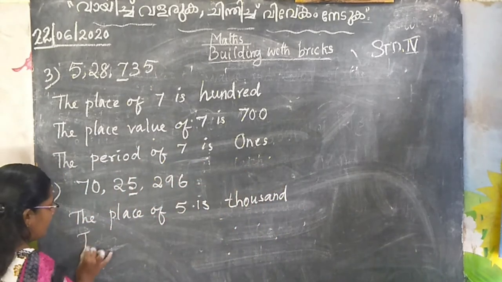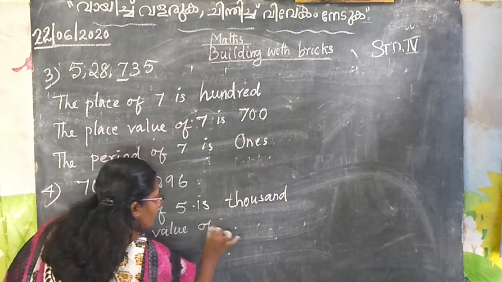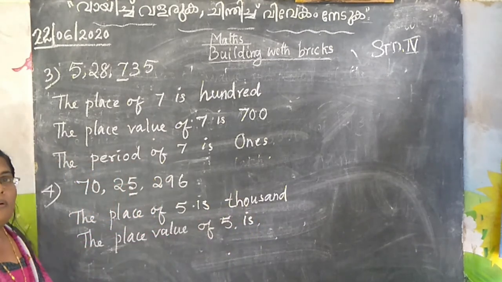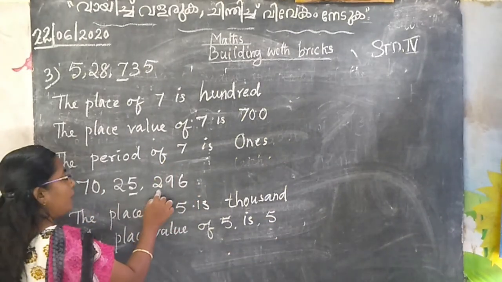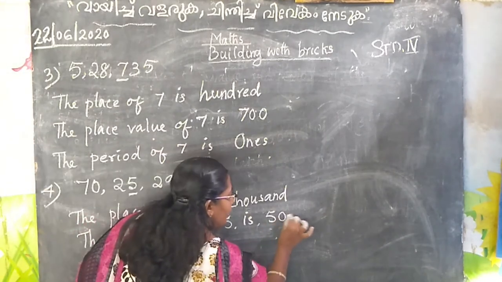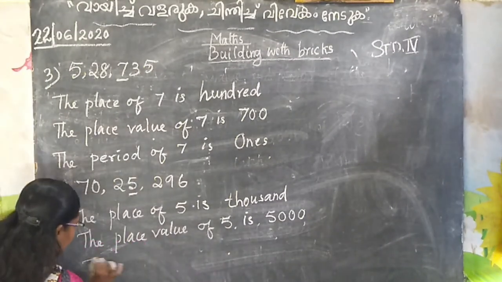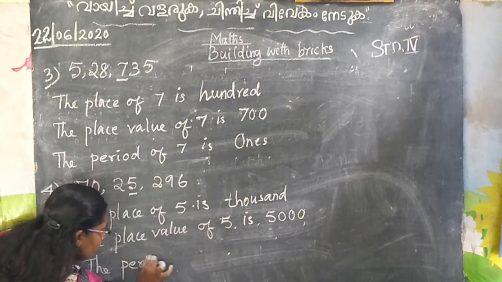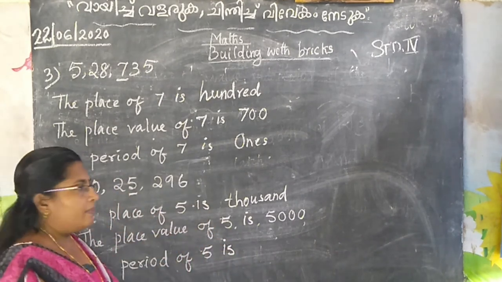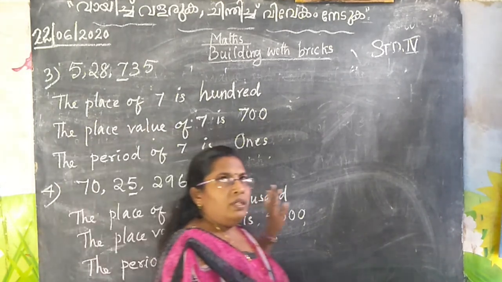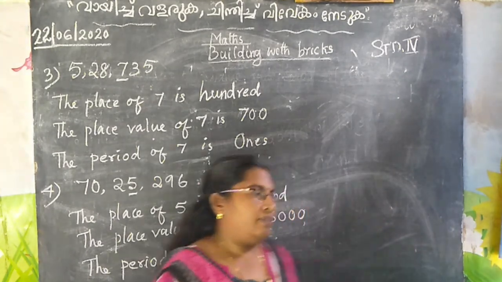Next, the place value of 5. Write 5. Next, what do you do? Count the numbers. 1, 2, 3. Then give 3 zeros. 5,000. Next, the period of 5. The place is thousand. Think, thousand comes under which period? The thousand period.